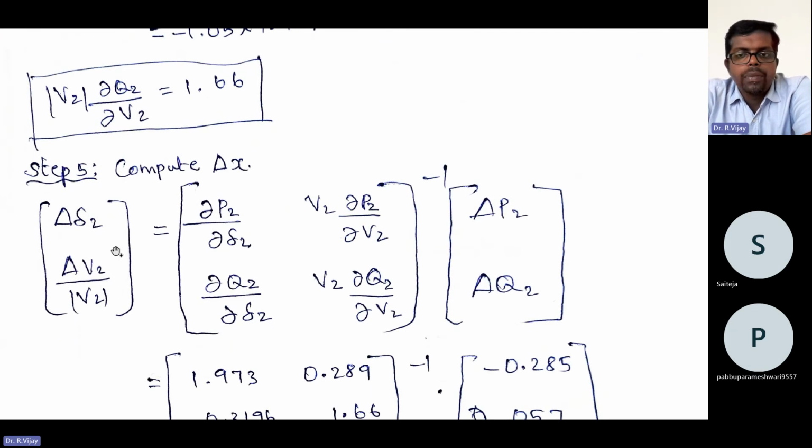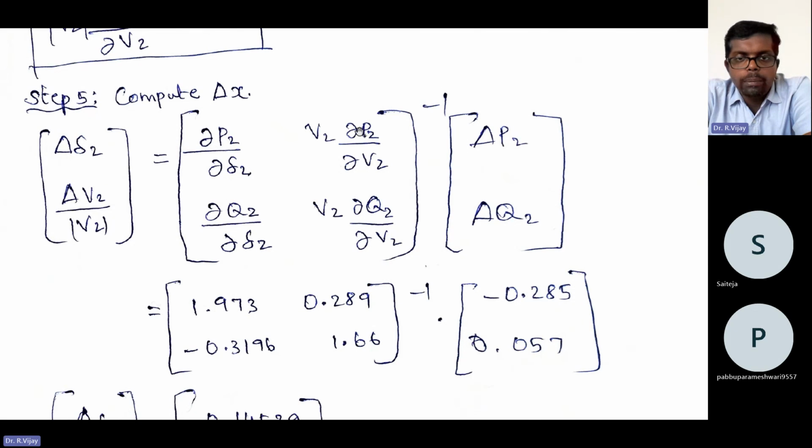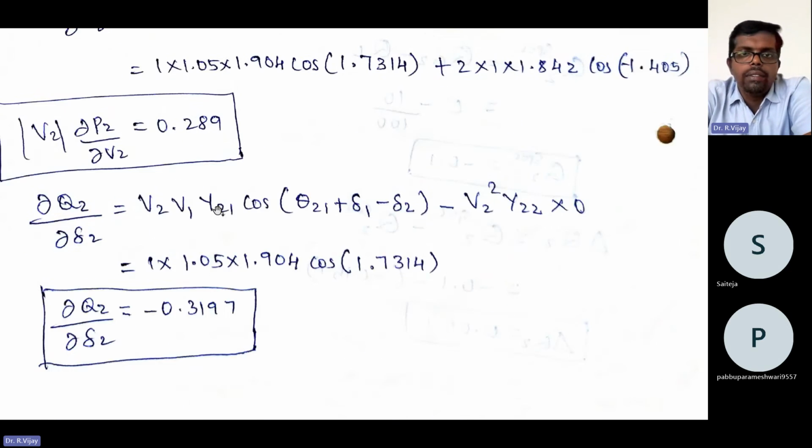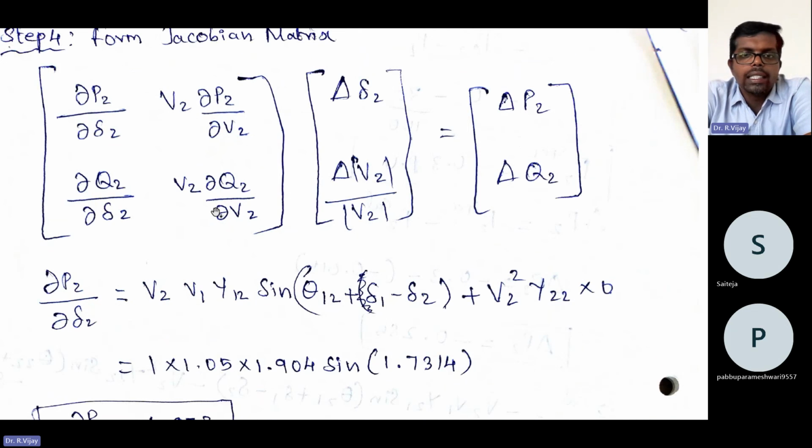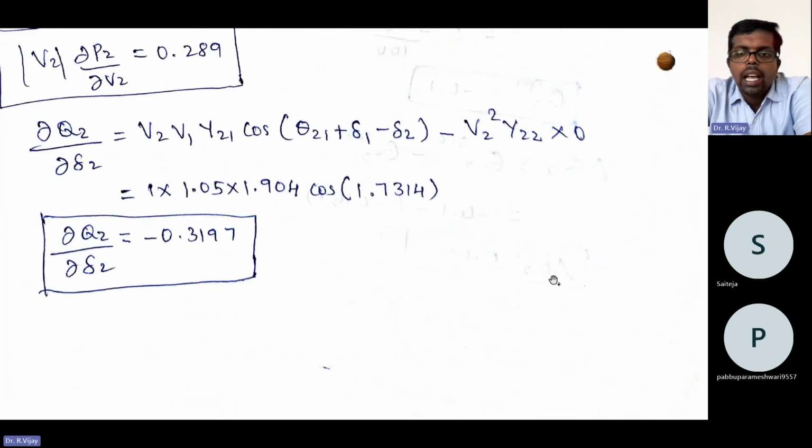That is, this Jacobian matrix we already calculated, you need to substitute. Why are we taking the inverse? Jacobian matrix J, go to the previous formulation, then you can understand easily. This is the general formulation. Now we want del delta 2 and del V2 only, so this is equal to del P2, del Q2 matrix into this same Jacobian matrix, which will come to this side as the whole inverse.